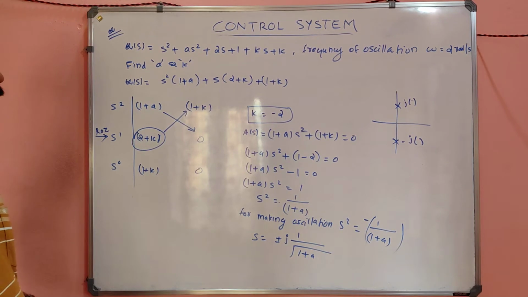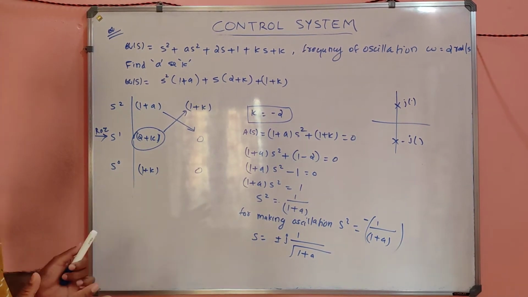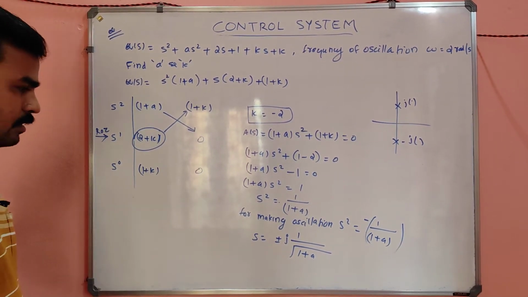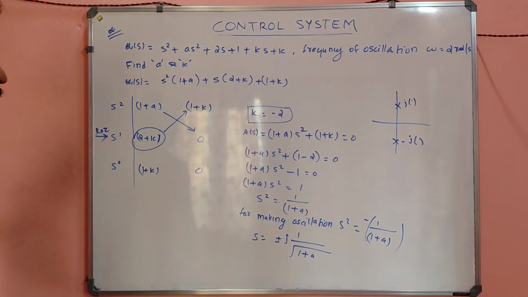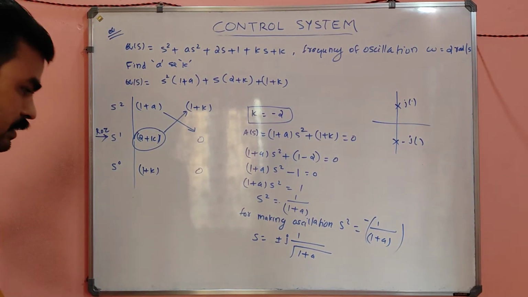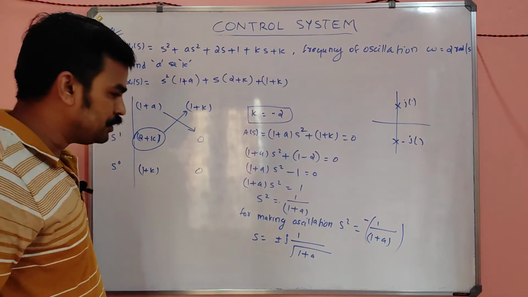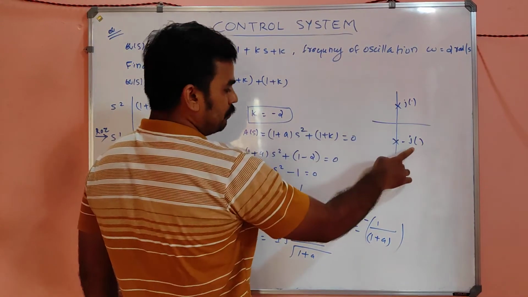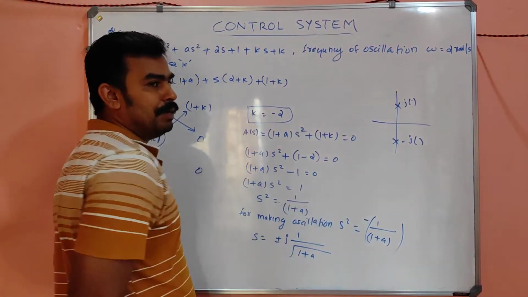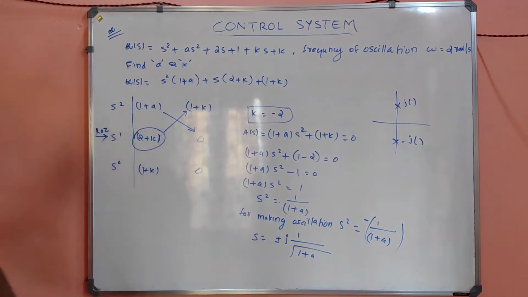Is it clear? So what do we obtain now? It will be plus or minus 1 divided by j divided by 1 plus j, which means plus j into 1 by root of 1 plus a on top and minus j into 1 by root of 1 plus a on the bottom. Is it clear, my dears?